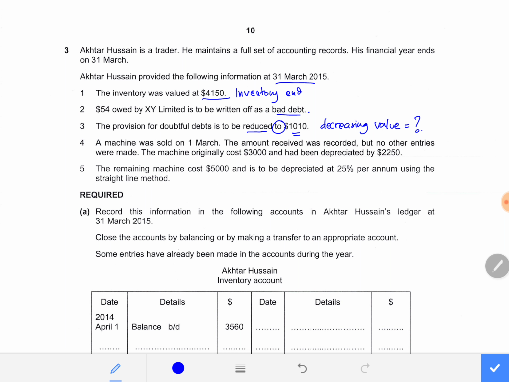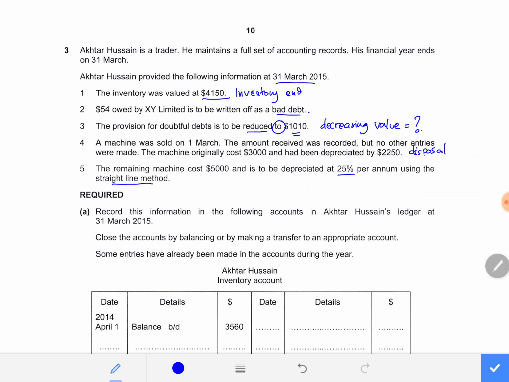A machine was sold on 1st of March. The amount received was recorded, but no other entries were made. The machine originally cost $3,000 and had been depreciated by $2,250. This is a disposal. Therefore, we need to find profit or loss on the disposal. Number 5, the remaining machine cost $5,000 is to be depreciated at 25% per annum using the straight line method.